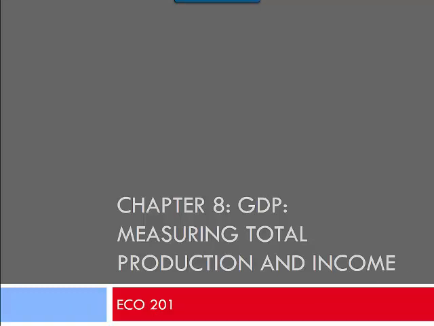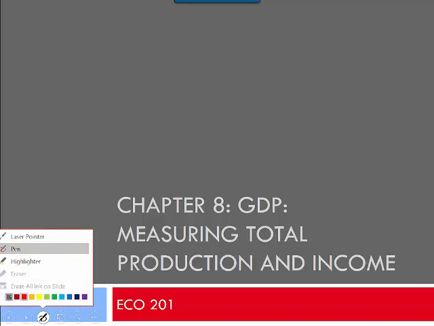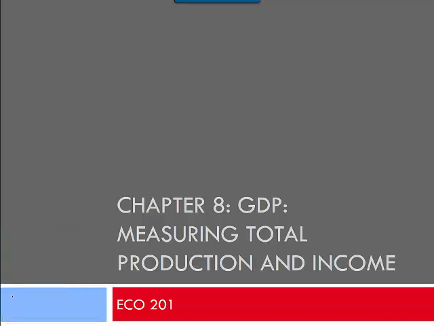Chapter 8, where we're talking about GDP, or gross domestic product. So we're now into our specifically macro chapters. Whenever we talk about the macro economy, we're talking about not just one industry or one market or the market for one product, but the market for everything in total.